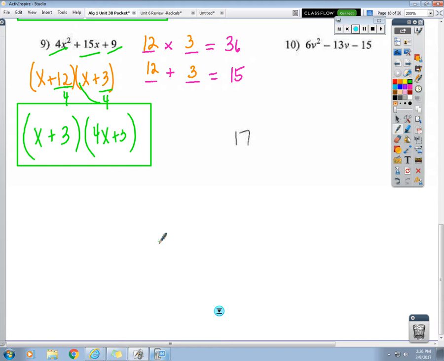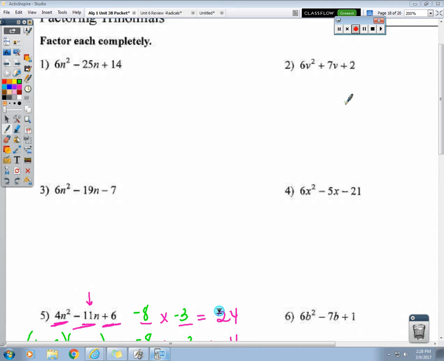Okay, go ahead and try the top right one. I guess it's number 2. Go ahead and try it by yourself before I just do it for you. For number 2, what is the leading coefficient? 6. Can you factor out 6? No, because it won't divide out of 7 or 2. So you have to do our new method.